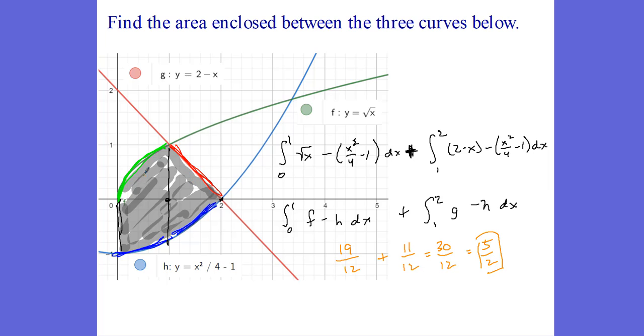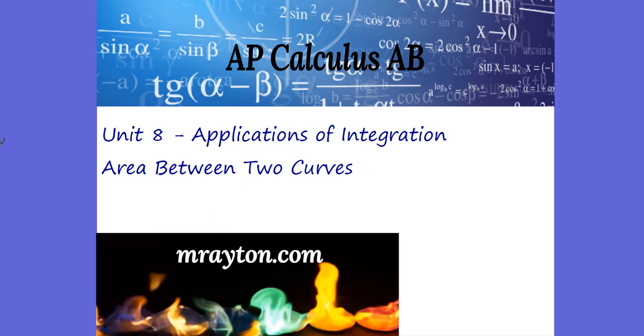Or 2.5. So what did we do? We took the area of one of the functions and the area of the other function, and we added those up together. We always put the upper function on the top minus the lower function on the bottom. Take that integral, and that's the area between two curves.